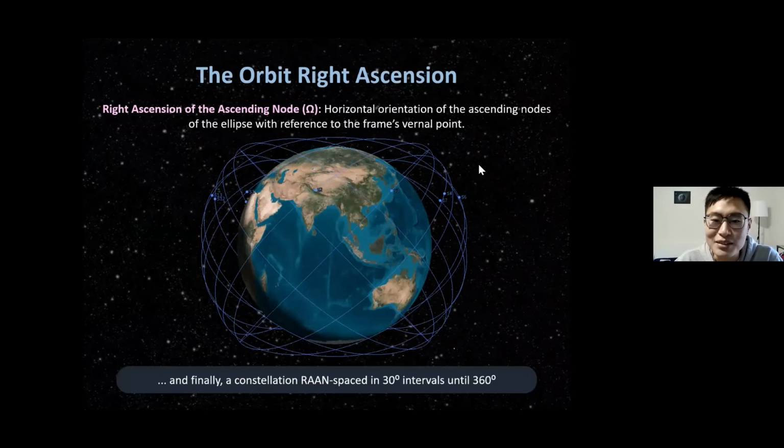So we made this bagel over here, right? This is a very nice bagel, or donut, right? And all of these orbits are 45-degree inclined, but spaced 30 degrees apart in RAAN. And this is kind of just what the whole constellation looks like.